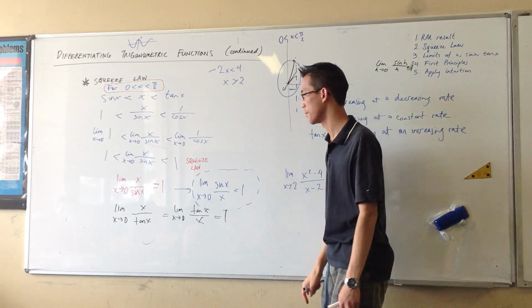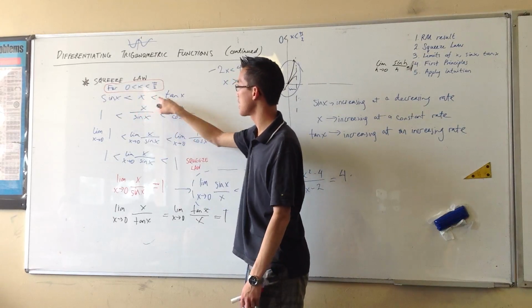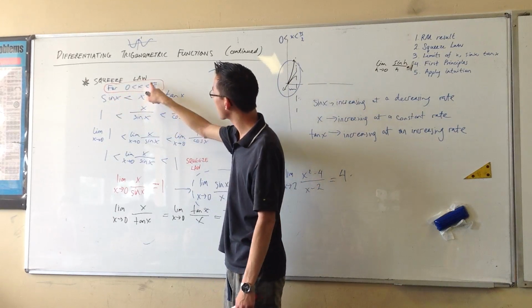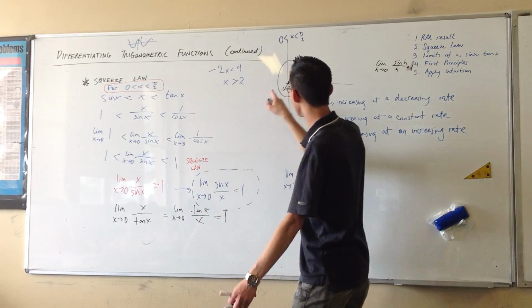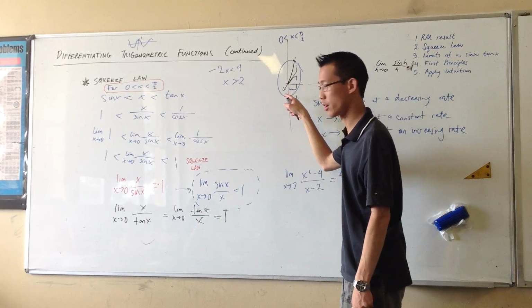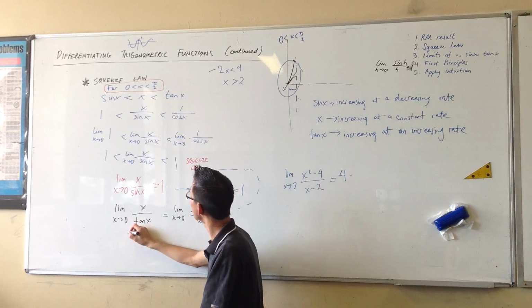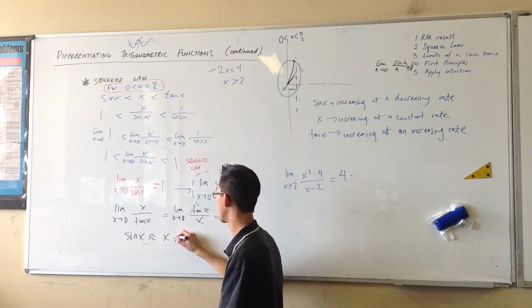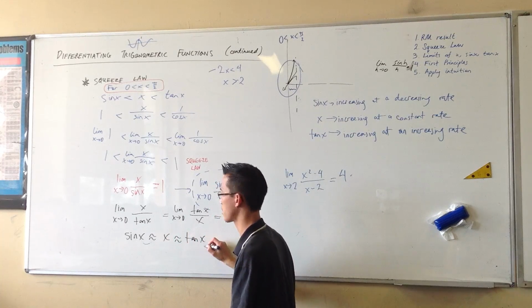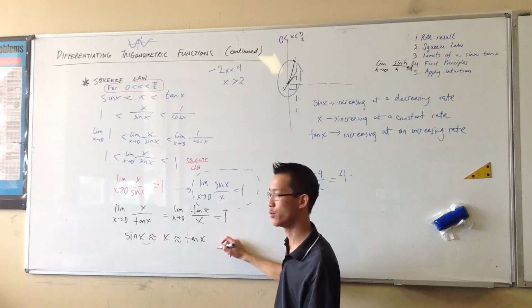One more way to say it, which is that all of these things here, as I consider them for really, really tiny values, so if you've got a magnifying glass out and you zoomed in on the origin, we can say that sine x is approximately equal to x, which is approximately equal to tan x for small values of x.